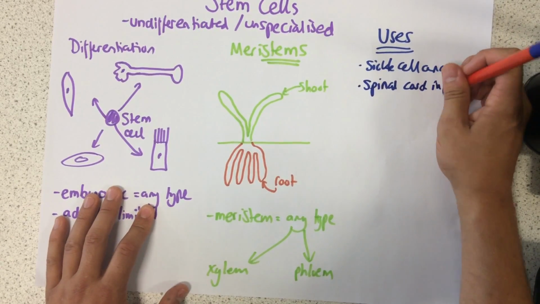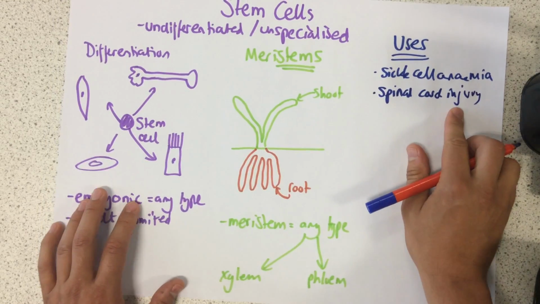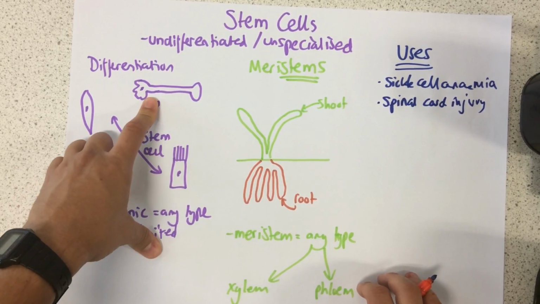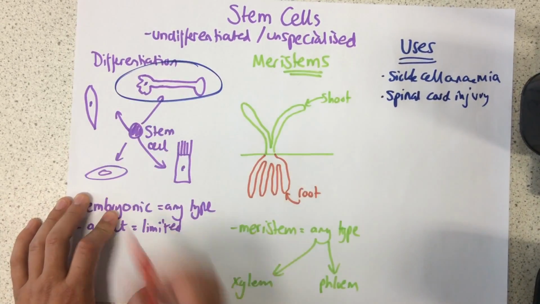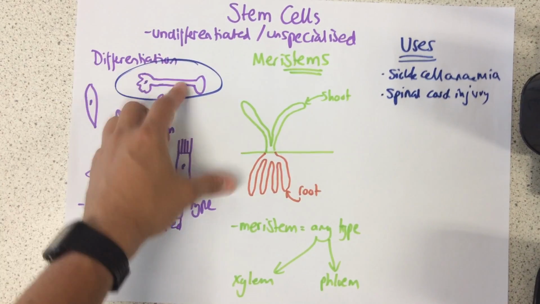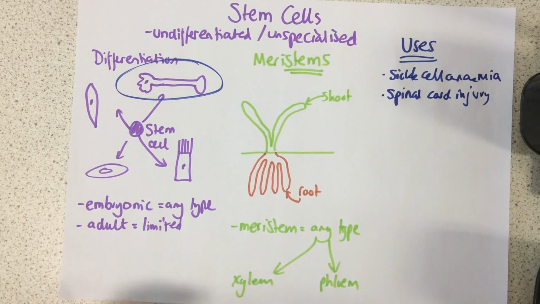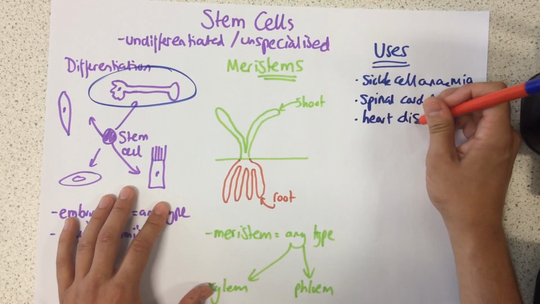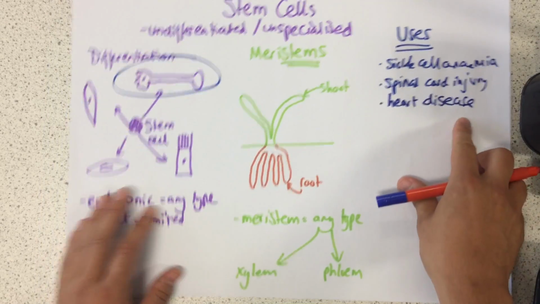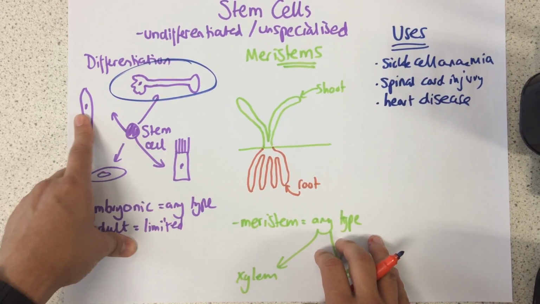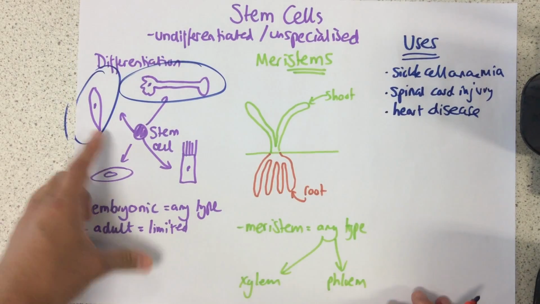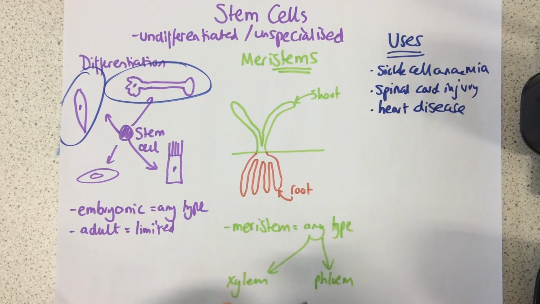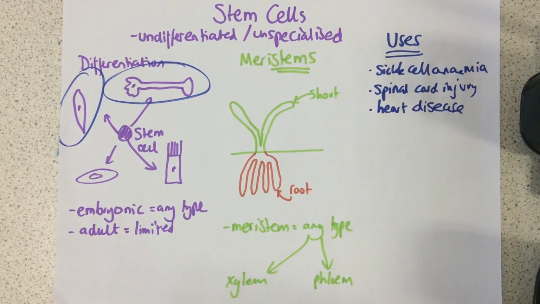Now this could be extremely important. If someone has a spinal cord injury, they might well be paralyzed. If we could put an undifferentiated stem cell into their spinal cord, they could develop and grow neurons, develop into neurons, which could replace the damage. It could also be used for heart disease. So if part of the heart has been killed or died because of disease, we could potentially use stem cells which would develop into cardiac tissue. So there's lots of potential uses. Lots of different types of injury or cells could be just replaced by using stem cells.